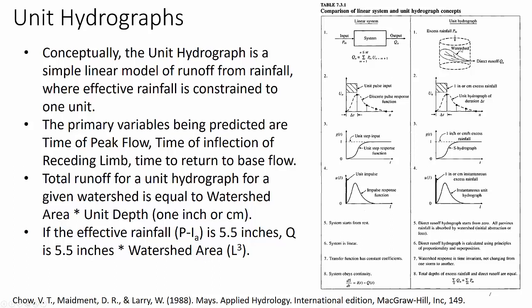Another way to look at it is this. Here's your watershed in a bucket. Watershed in a bucket, rain falls in that bucket, water runs off. The water that runs off is Q sub n, the rain that falls in is P sub m.